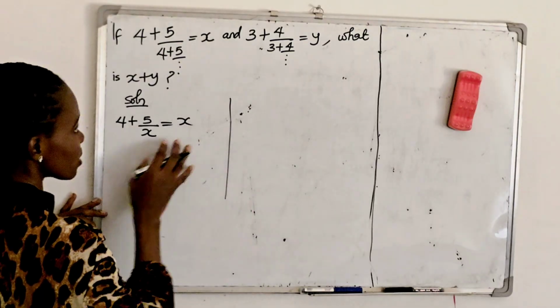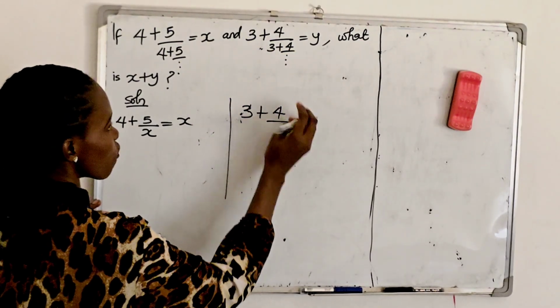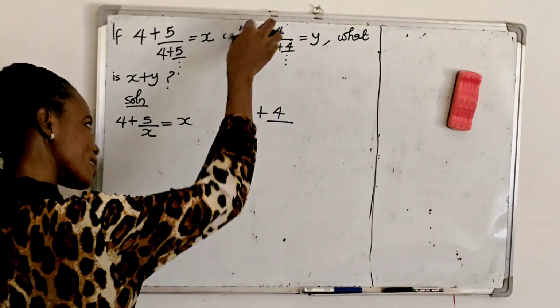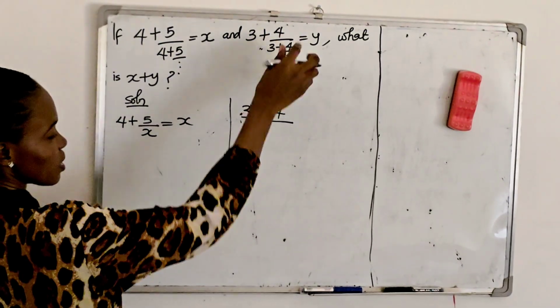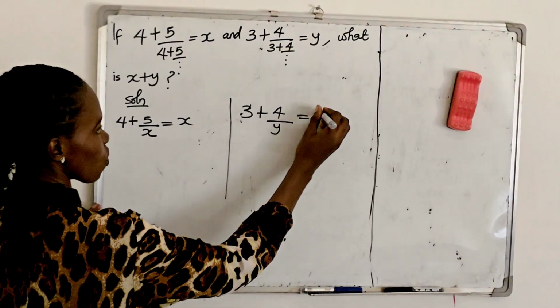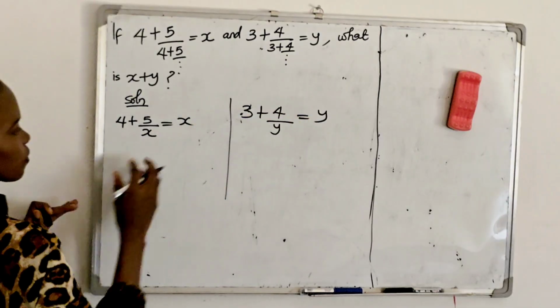So let me keep this one this side. For this one, this is 3 plus 4 over, and this denominator is still the same thing as the entire expression. So this is the same thing as y is equal to y. Alright, so we simplify this. This is what we are solving.